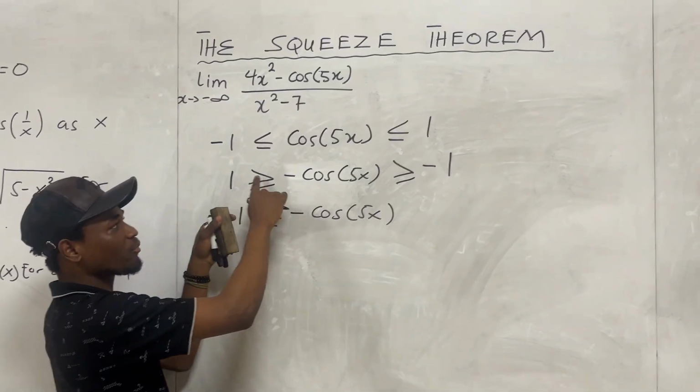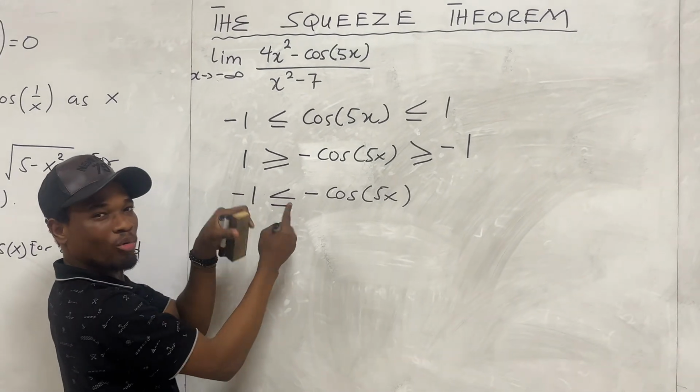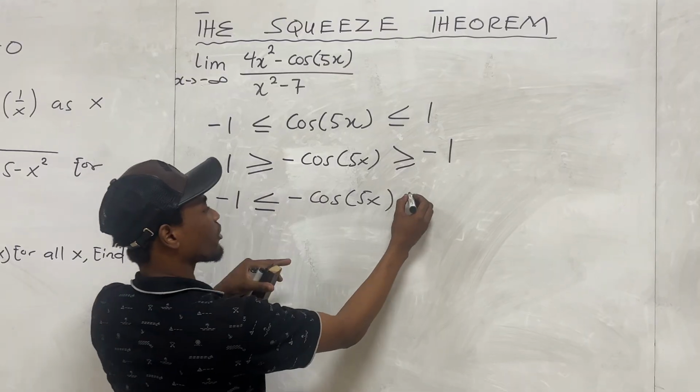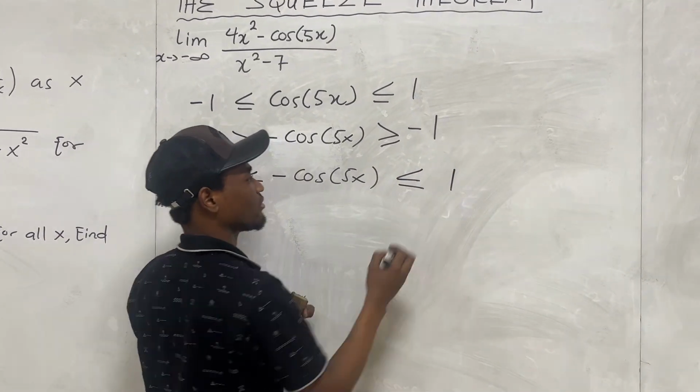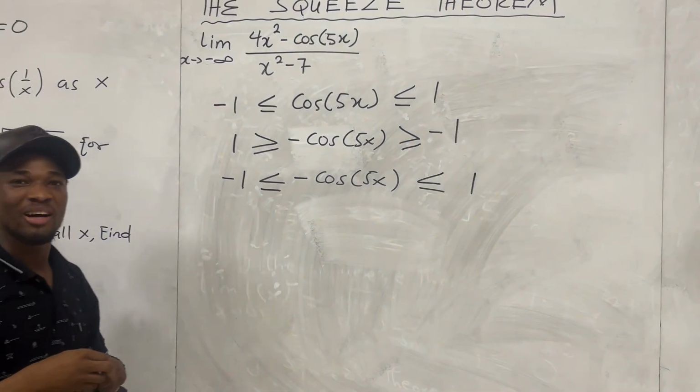Then what happens here? You reverse the sign because we are flipping. So what do we have? We have less than or equal to, what do we have? Positive 1. As simple as that.